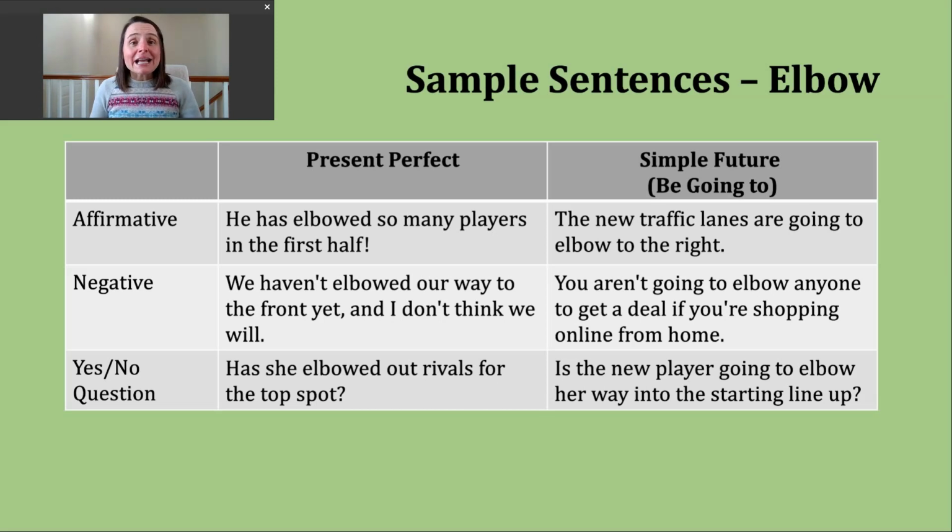Lastly, we'll look at making a yes or no question in the present perfect. To do this, we start with have or has, whichever form matches our subject, and that subject comes next, then our participle form of the verb. Here's another example. Has she elbowed out rivals for the top spot?